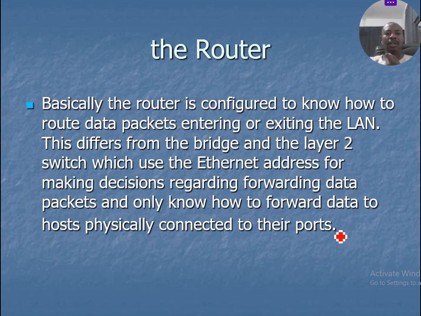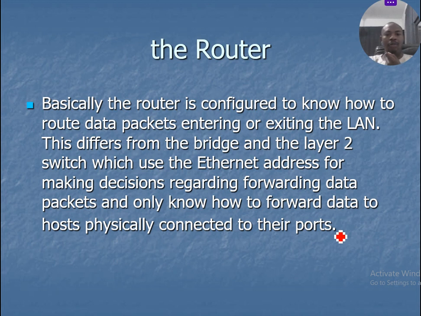Now, this is quite different from the bridge that we studied earlier on. We said the bridge, the switch, and the hub are all layer 2 devices, and all layer 2 devices use what we call the MAC address, or the Ethernet address. You can also call the MAC address the Ethernet address. They use it in deciding where to forward data packets to the destination, for layer 2 devices, which are the bridge, the hub, and the switch, which we did in an earlier section.